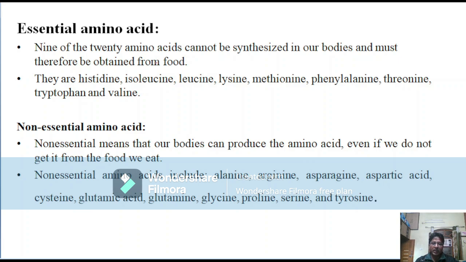And the other 11 amino acids are called non-essential amino acids, because our body can produce these amino acids. So if you don't take them from food, there is a supply of these amino acids by our body. Examples are alanine, arginine, asparagine, aspartic acid, cysteine, glutamic acid, glutamine, glycine, proline, serine, and tyrosine.